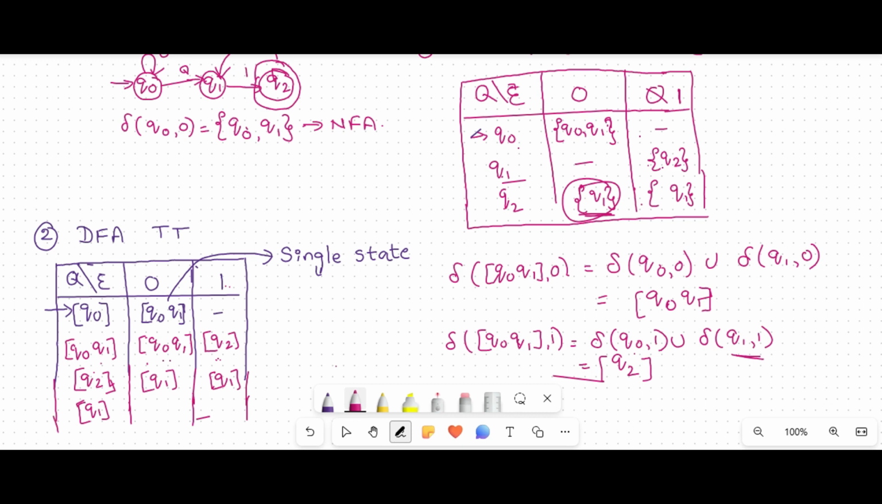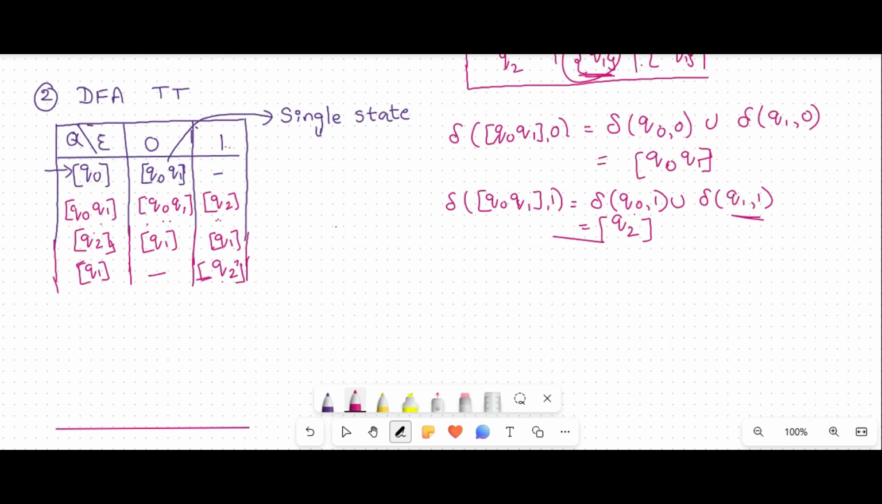Now write Q1 with 0. Q1 with 0, there is no transition. Q1 with 1, there is a transition, that is Q2. But Q2 is already there on the left hand side. That's why we will stop the process of finding the transitions.